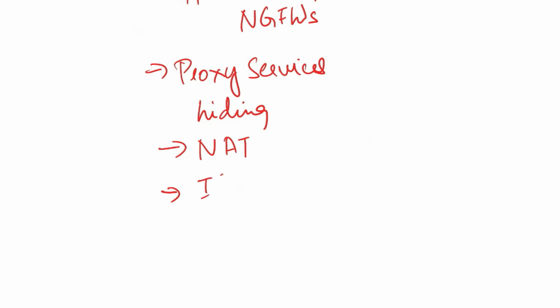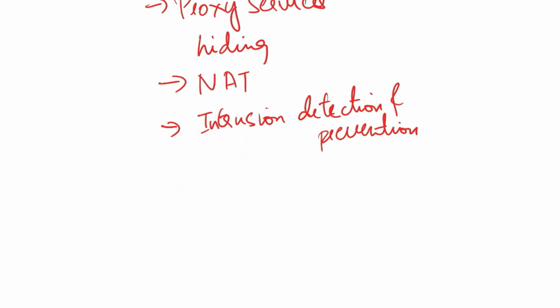Next is intrusion detection and prevention. Some firewalls integrate intrusion detection and prevention capabilities to identify and block known and emerging threats such as malware intrusion attempts and denial of service attacks. Next function is logging and auditing. Firewalls generate logs of network traffic and security events. These logs are valuable for monitoring and auditing network activity as well as for forensic analysis in the event of security incidents.